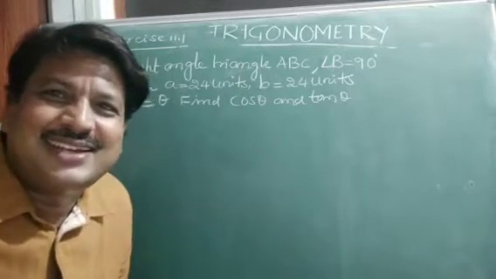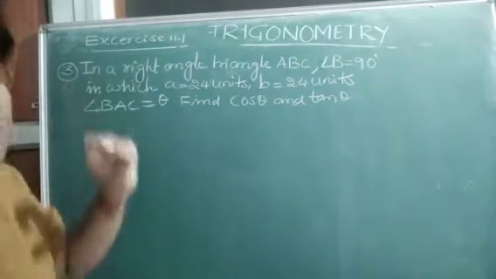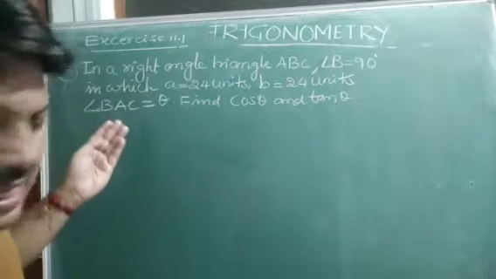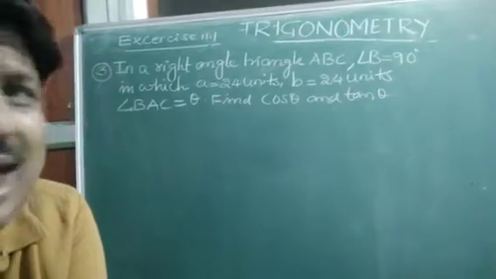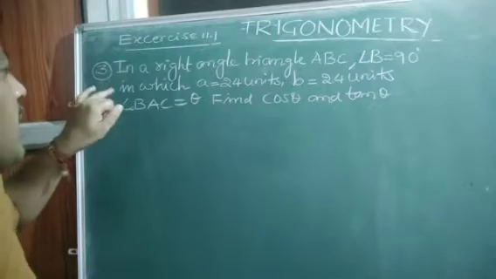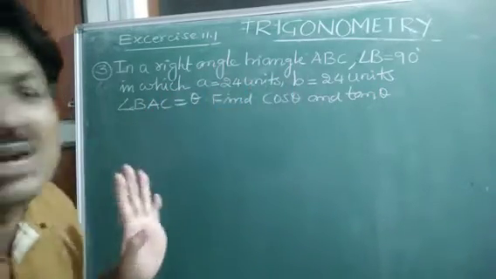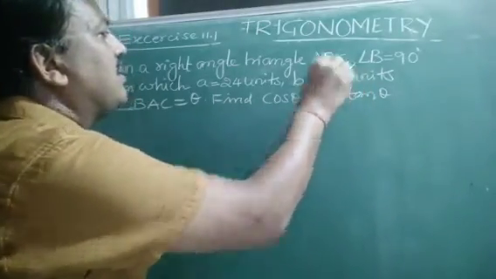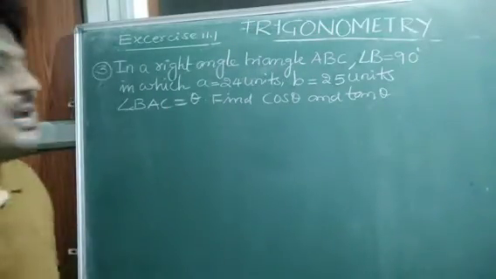Hi children. Children, today we are going to solve question number 3 of exercise 11.1. What does this question say, children? It says that in a right angle triangle ABC, angle B is equal to 90 degrees, in which small a is equal to 24 units, b is equal to 25 units, angle BAC is equal to theta. Find cos theta and tan theta.